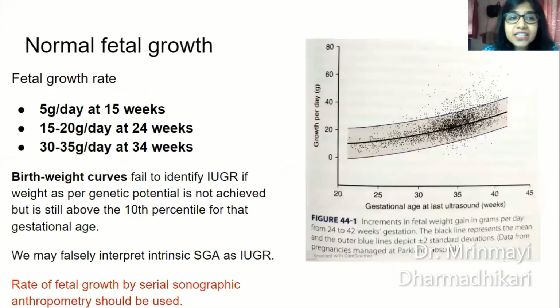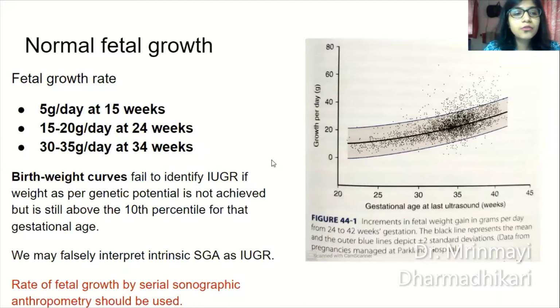Now, normal fetal growth rate is around 5 grams per day at 15 weeks of gestation onwards, 15 to 20 grams per day at 24 weeks of gestation, 30 to 35 grams per day at 34 weeks of gestation, and so on. As you can see from this diagram, we have gestational age on the x-axis and growth per day in grams on the y-axis. As gestational age increases, the rate of growth also increases.